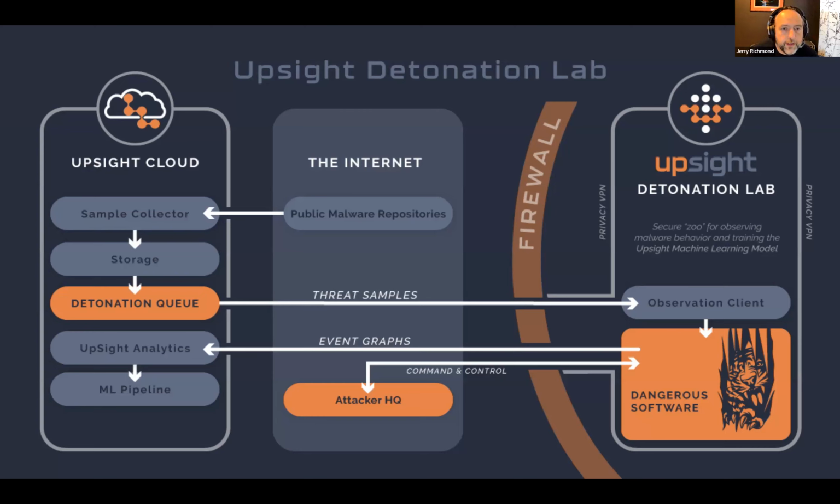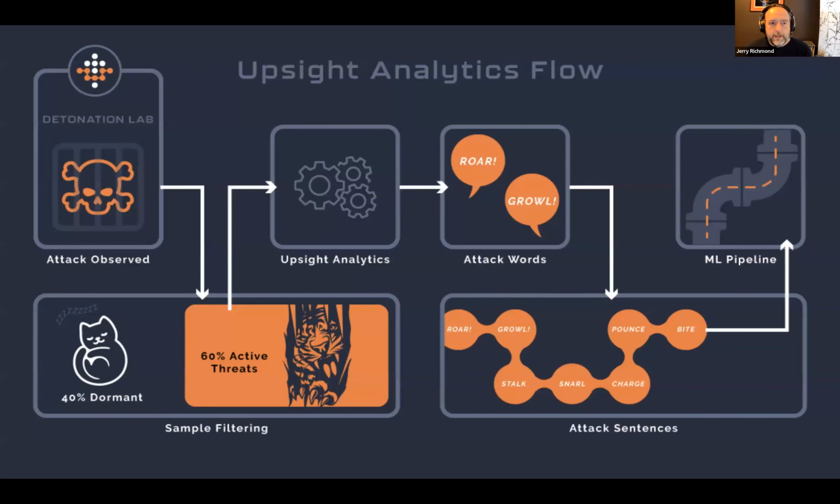The UpSight client is running on the detonation VM. And probably the most important piece of this is that it's able to gather data about the attack and push it back to our cloud. That's where you can see the second oval there, UpSight Analytics. That is a piece where we look at that information and data, and then based off that, we make some decisions.